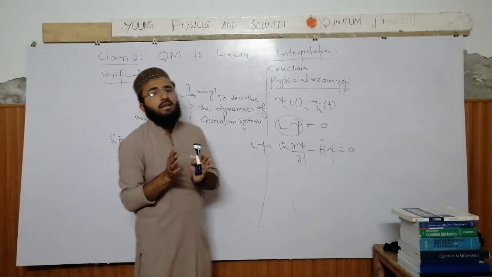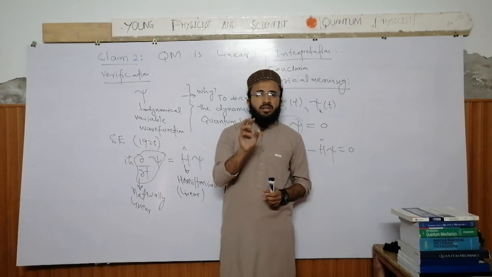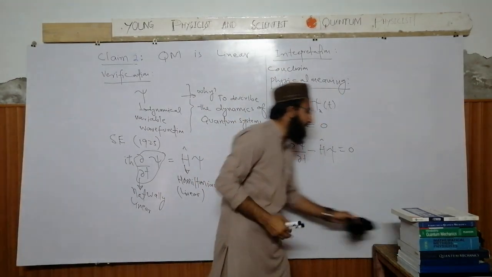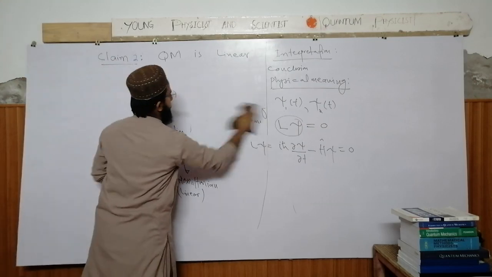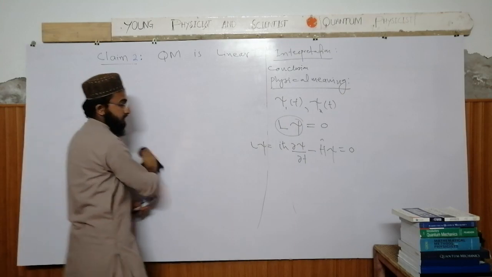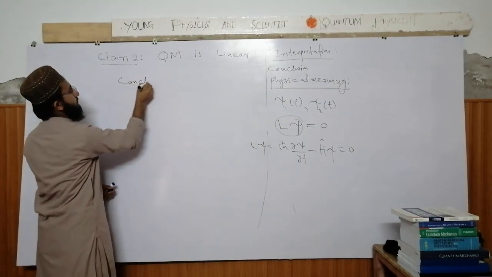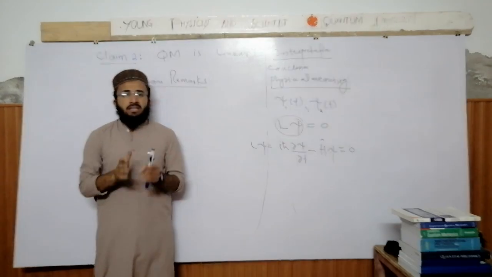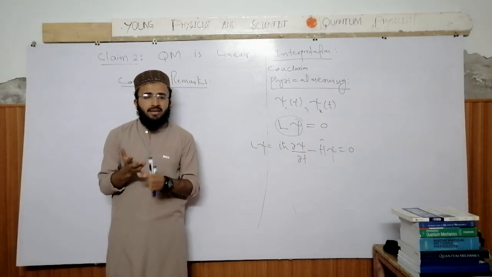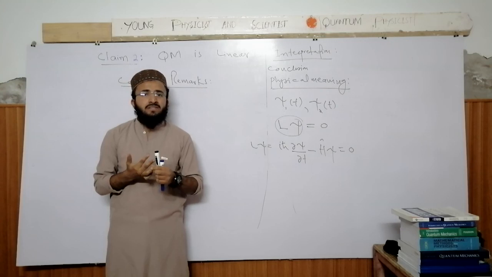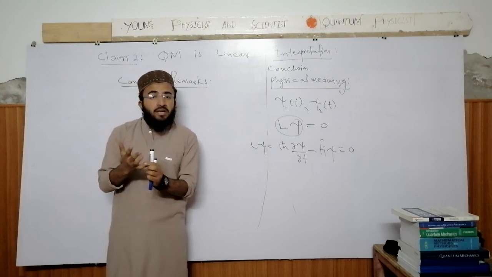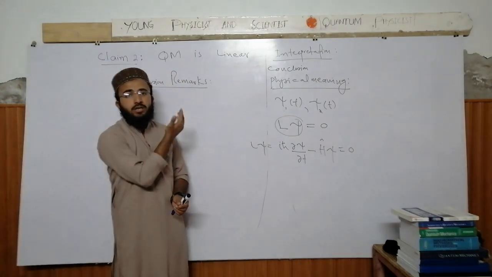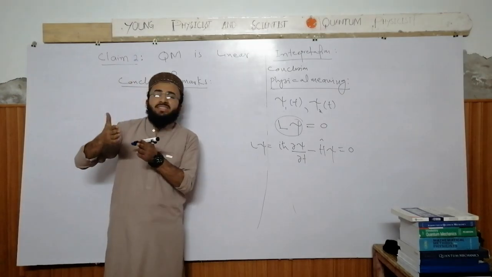Now the most important question is, what are the concluding remarks for claim 1 and claim 2? What do claim 1 and claim 2 actually mean? So now the last point we have is the conclusion remarks. The conclusion is that quantum mechanics is linear and classical mechanics is non-linear. It means quantum mechanics is simpler than classical mechanics. How is that simple? Here I verified it by claim 1 and claim 2. Quantum mechanics is actually very simple.